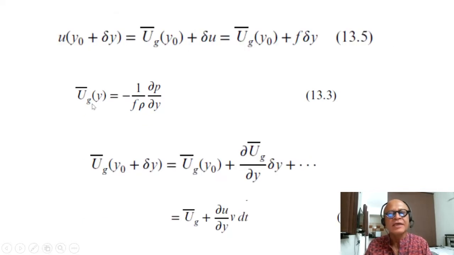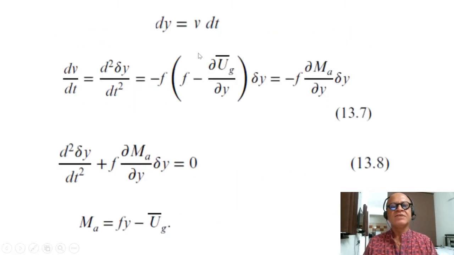Then u bar g(y) is minus 1 over f rho dp dy, which can be written in terms of the Taylor series as u bar g at y0 plus d u bar g dy times delta y. Let's ignore the higher order terms for now. So this is just u bar g plus du dy times v dt. So you are writing delta y as v dt because v is delta y over delta t, right? And d u bar g dy is just du dy because u bar g at y0 is constant. So dy is v dt.